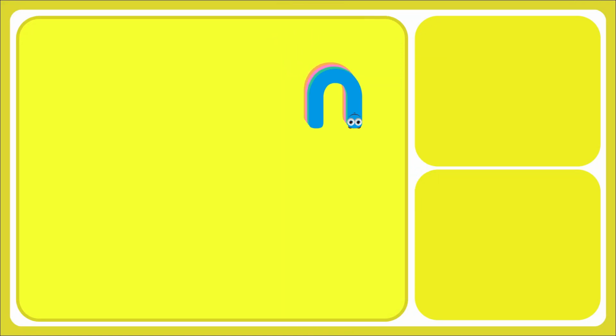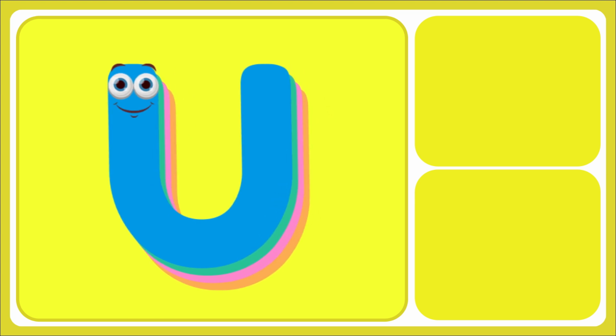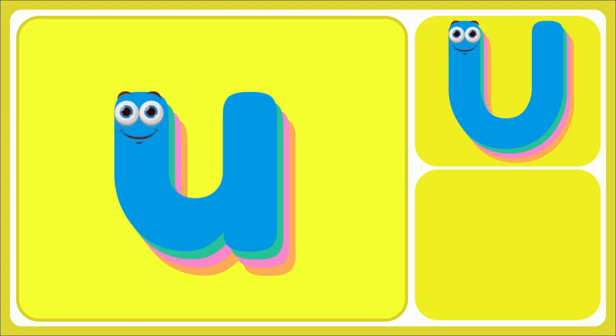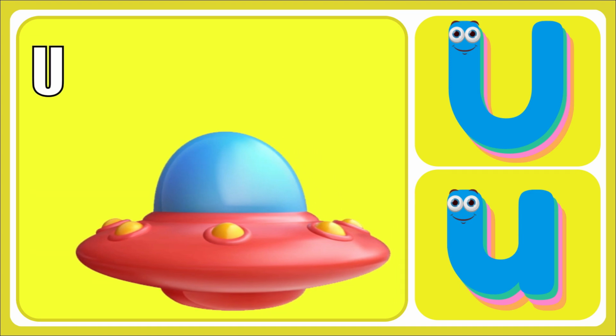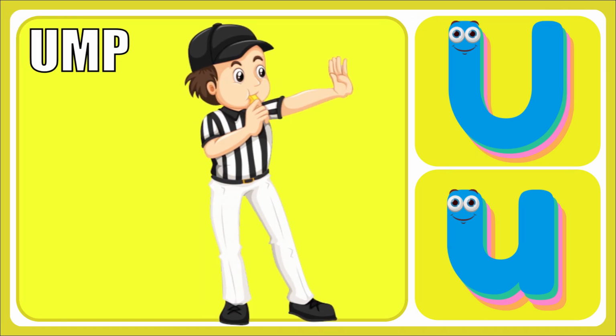Today we will learn alphabets and their sounds. Have you ever seen the letter U? Hi, I am letter U. And my sound is ah, ah, ah. And the words that start with me are UFO, ah, ah, UFO. Ugly, ah, ah, ugly. Umpire, ah, ah, umpire.